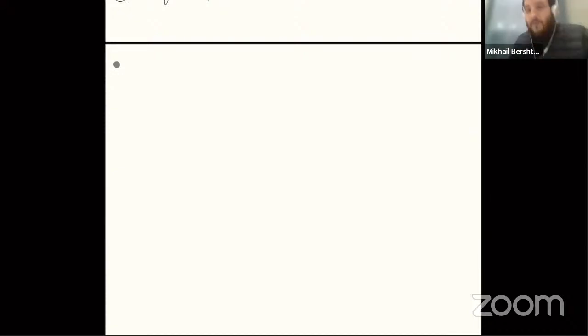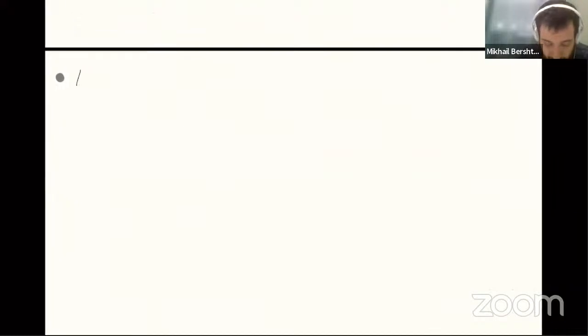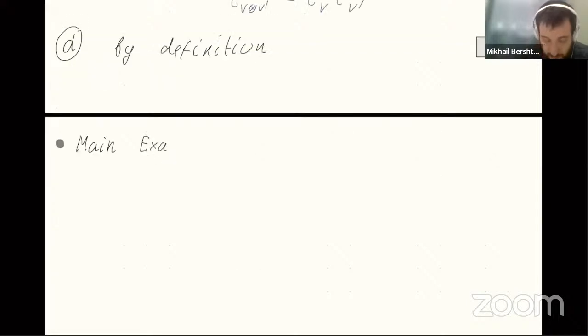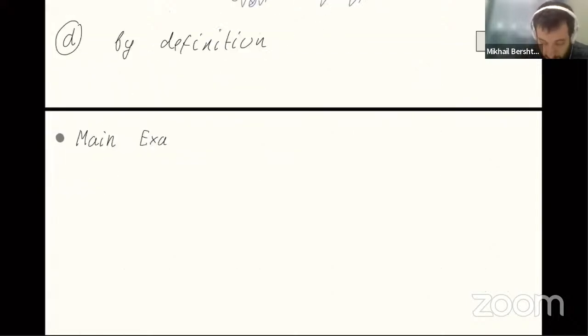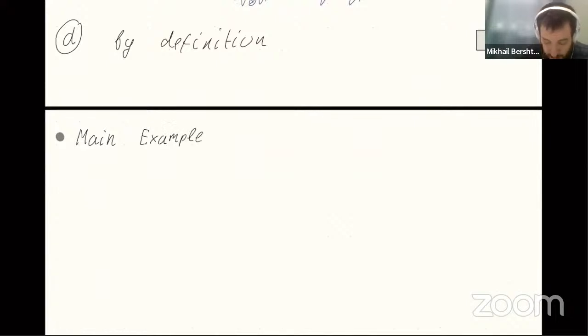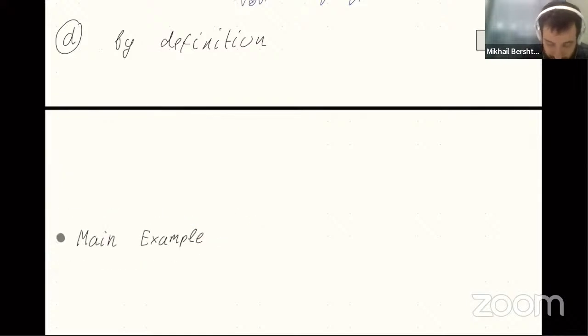Okay, the main example of the story, which, as I said, originated before quantum groups. Main example. I planned to say the main example, but before that, since I have some space here, let me state the main problem.